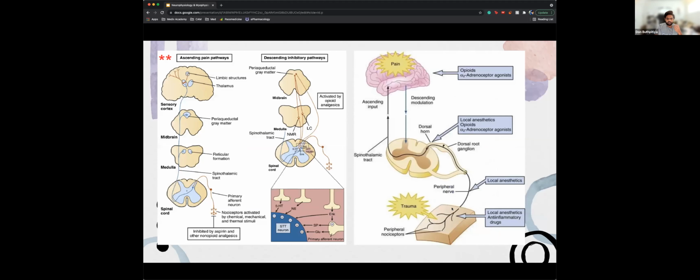And yeah, this is probably a good diagram that outlines both the ascending pathway and the descending inhibitory pathways, where basically you come here, you cross at the level of the spinal cord, and you go up all the way, and then after that, you come from the PAG down to the level of the spinal cord, where you'll have the release of enkephalins. Any questions at all, guys?